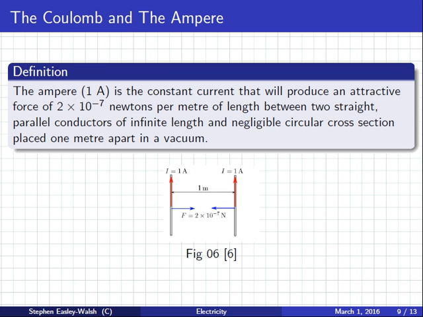So we say that we have 1 amp of current moving through 2 conductors if, when they're a meter apart, we have this much force between them. Now this is a very technical definition, too technical for the exam, but it's the formal definition of what an amp is. So you have 1 amp if you have this much force between them. That's when you know you have an amp.